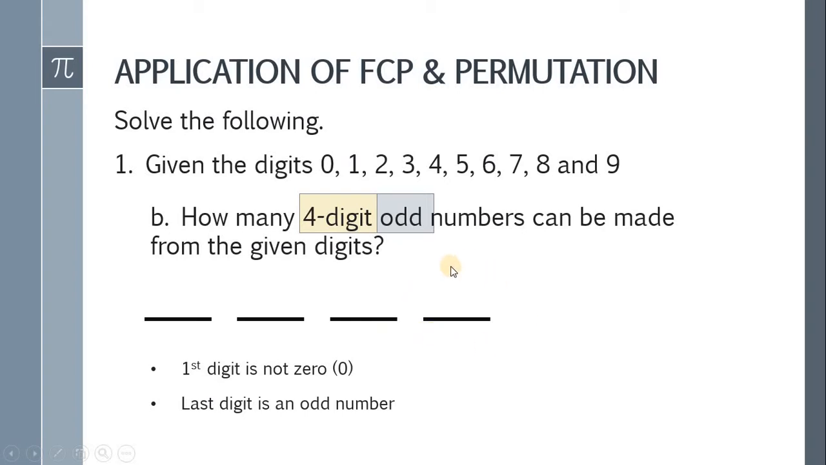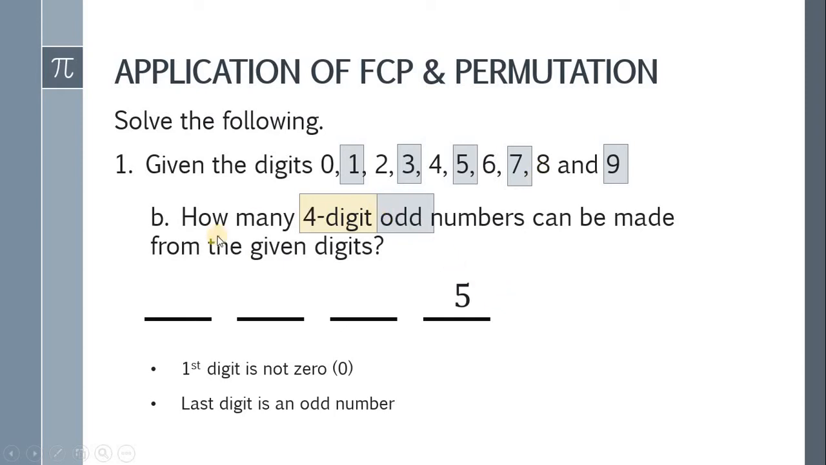Now, sa last digit, ilan yung pwede nating ilagay? Para siya maging odd, kailangan odd digit din yung nandun sa last digit. Ano-ano ba yung mga odd digits natin? Ito sila. We have 1, 3, 5, 7, and 9. So, ilan yung option natin para dun sa last digit? So, we have 5 options. Kasi meron tayong 1, 3, 5, 7, and 9. 5 lang yung pwede nating ilagay dun sa last digit.